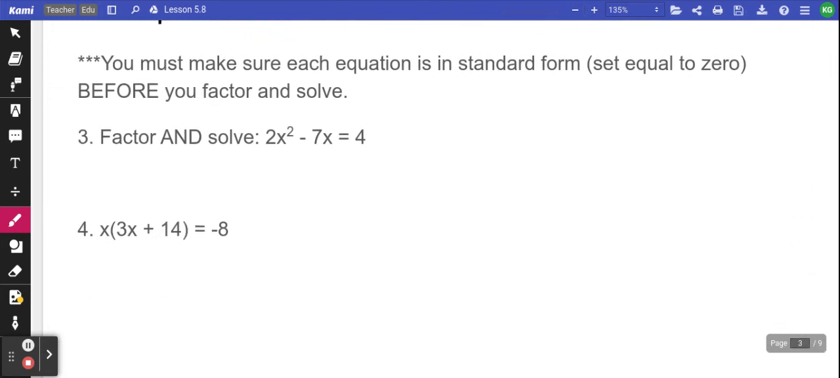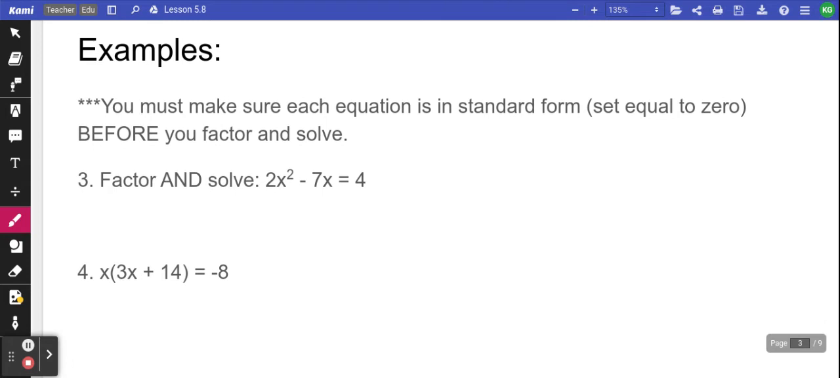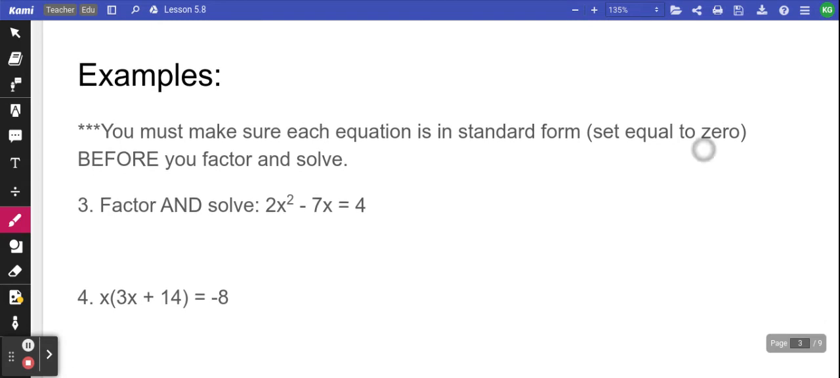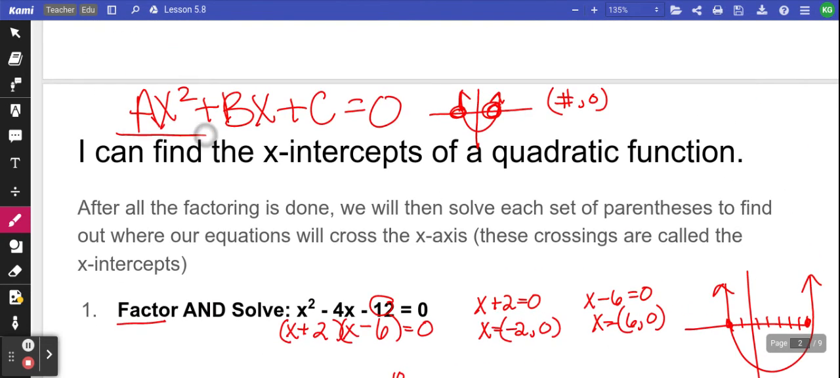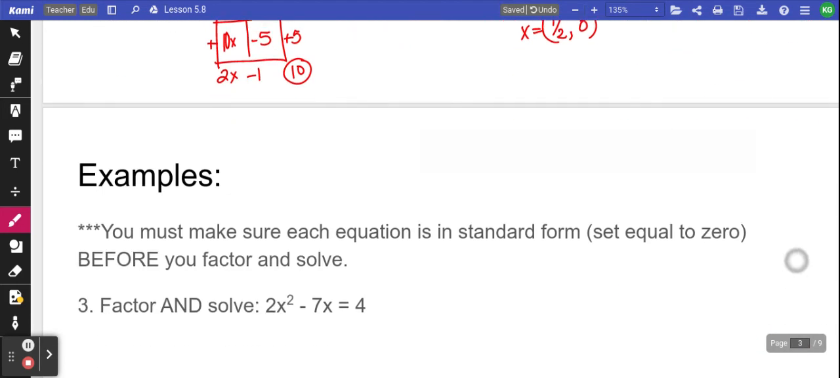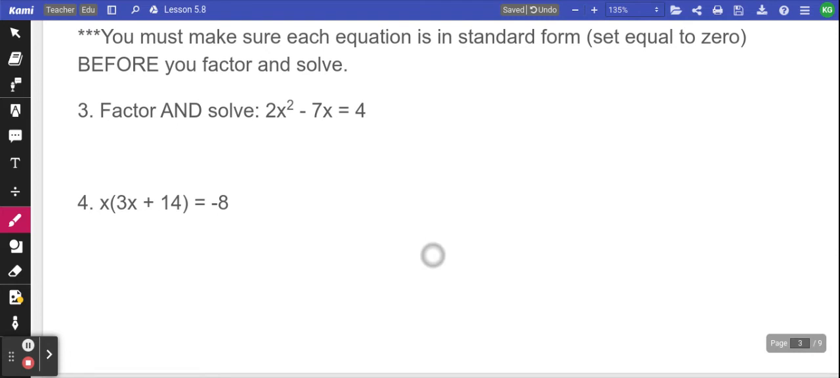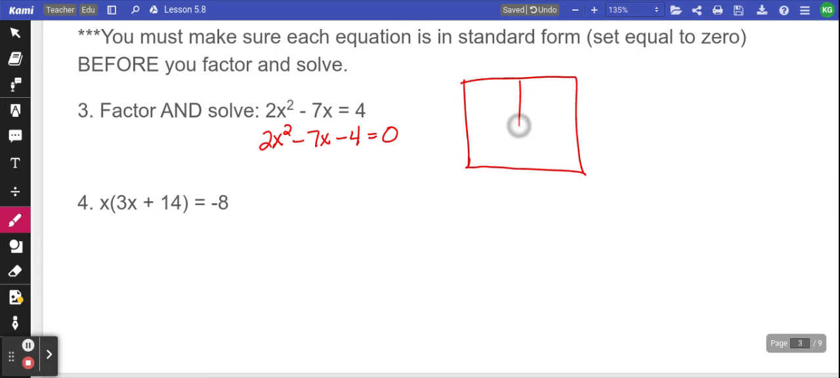On these examples, it says that we need to watch for ones that are not in standard form. So again, the standard form is ax squared plus bx plus c equals 0. So in example 3 here, the first thing I would have to do is subtract the 4 to set this equation equal to 0. Now this one would also be a window method because of that leading coefficient.